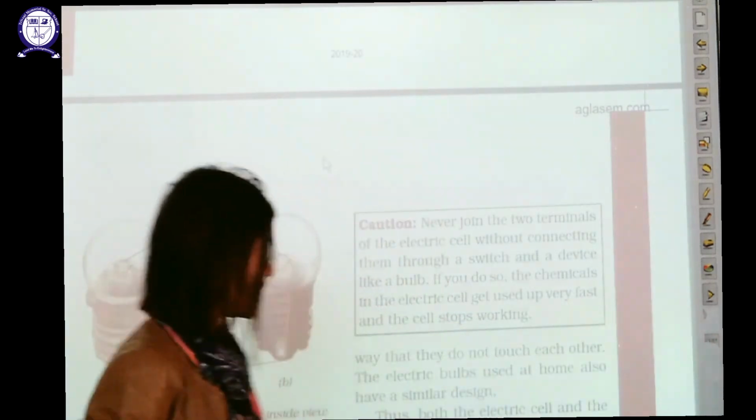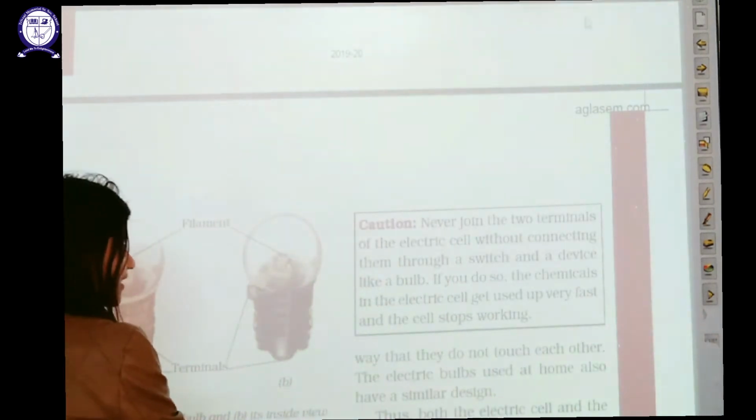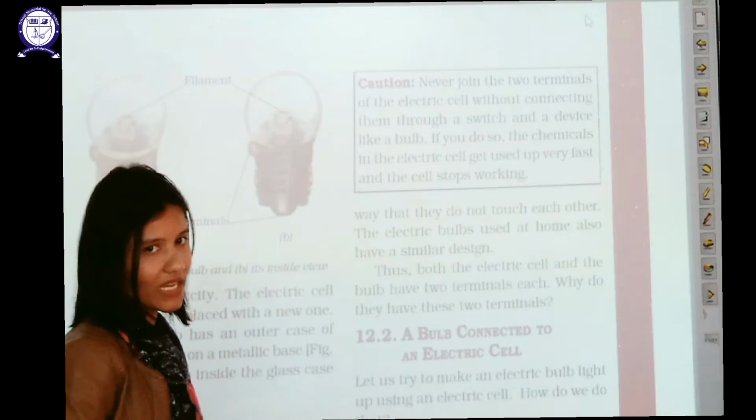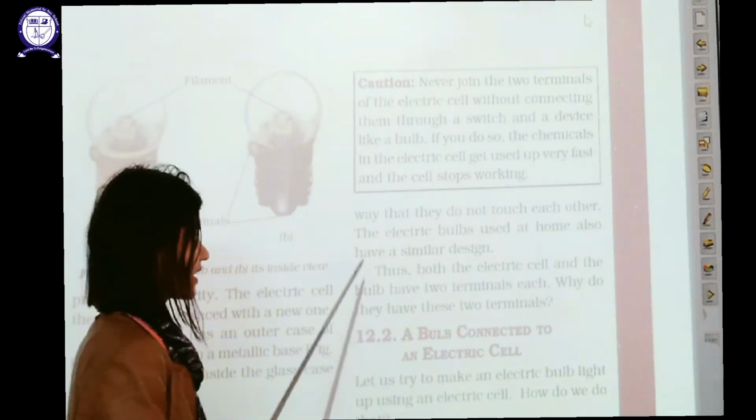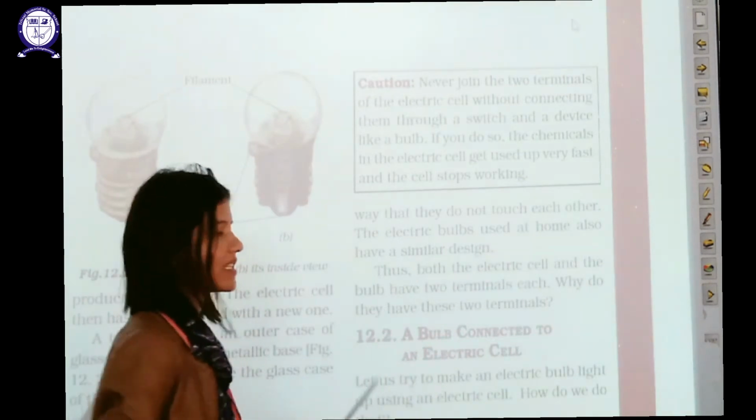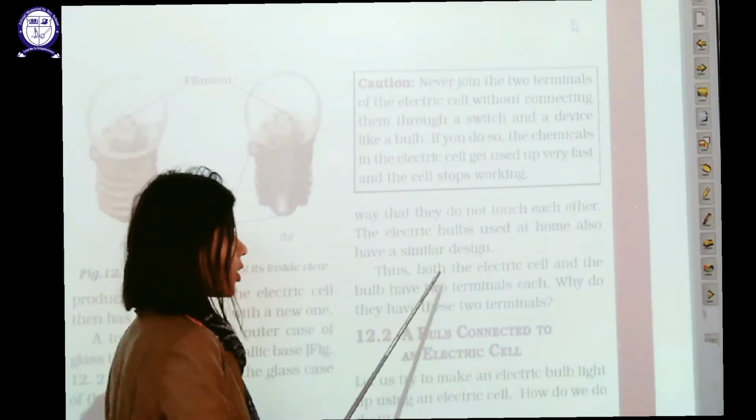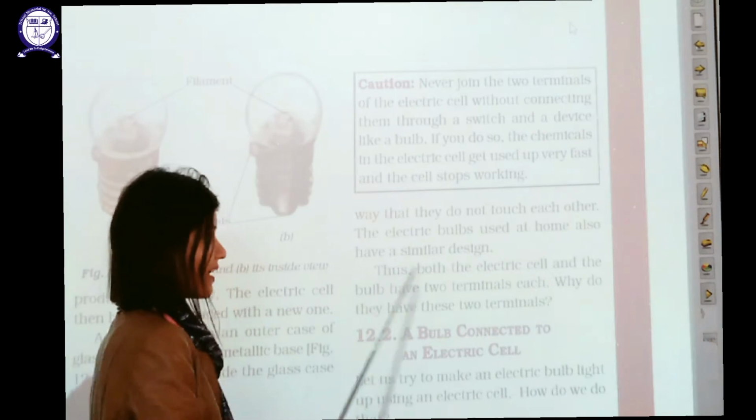Now these two terminals are fixed in such a way in a bulb that they do not touch each other. It is very much required that the two terminals should not touch each other. The electric bulb used at home also has a similar design. Now both the electric cell and the bulb have two terminals each.